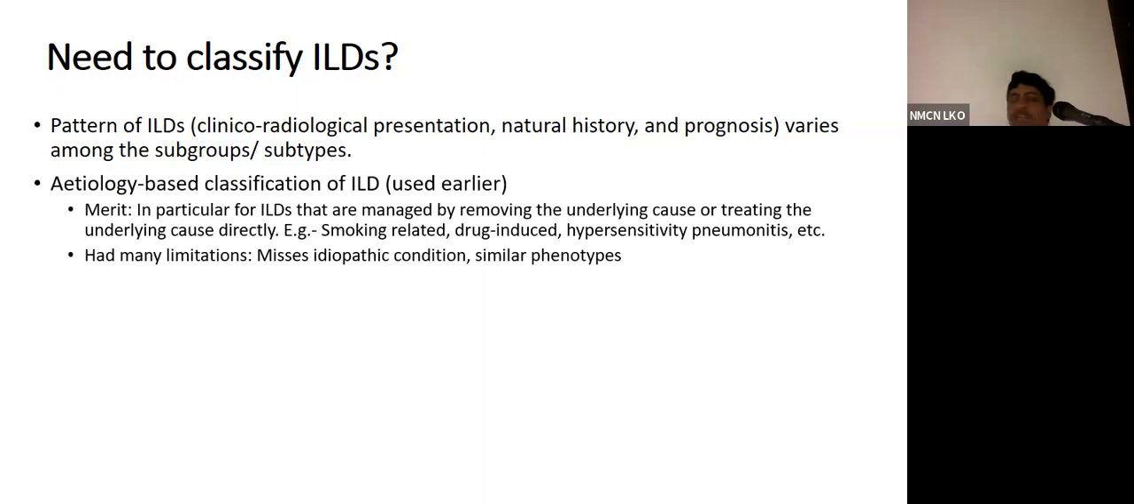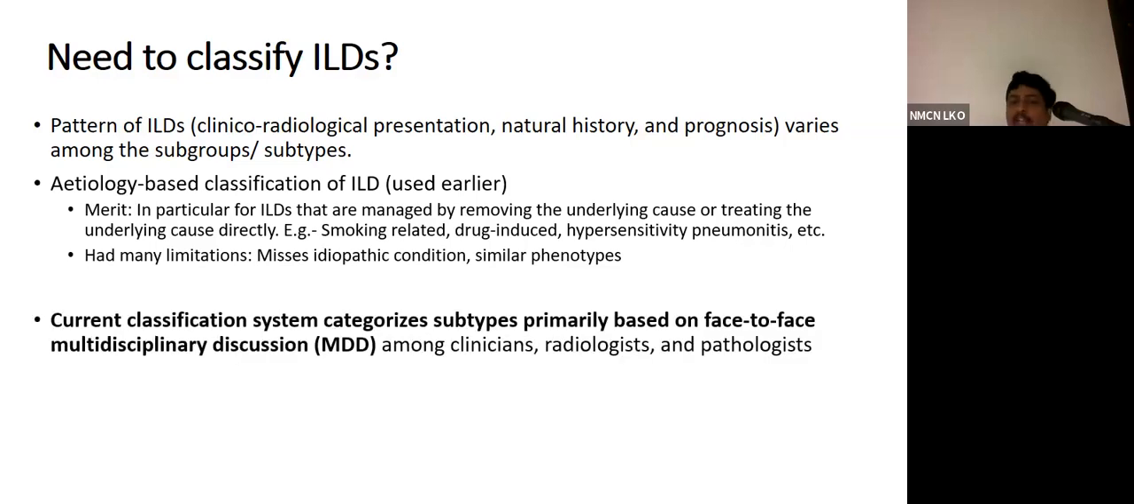The classification that was used earlier is an etiology-based classification. What is the merit? In particular for ILDs that are managed by removing the underlying cause. If we know the etiology, we can manage it by removing the underlying cause directly, like smoking-related ILD, drug-induced, or exposure-related hypersensitivity pneumonitis. It has the limitation that we can miss the idiopathic conditions and similar phenotypes can be missed.